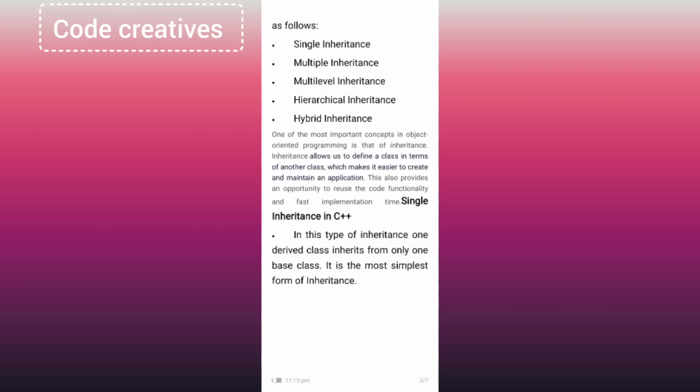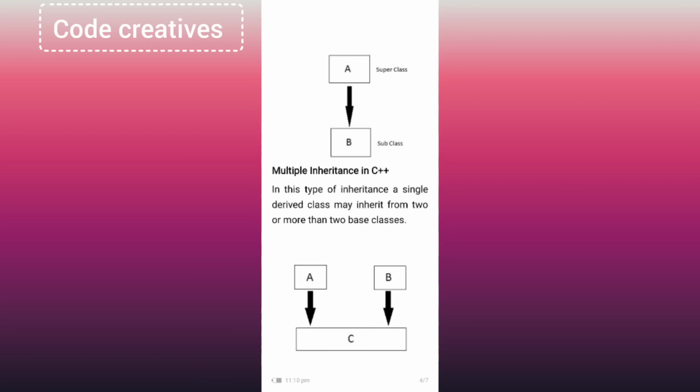First of all, we have single inheritance. As its name shows, in this type of inheritance, one derived class inherits from only one base class, and it is one of the simplest types of inheritance. We have a superclass and a subclass. Superclass is also known as parent class or base class, so all three names are used for it. And the subclass, derived class or child class is known as the subclass. As you can see, single inheritance is one of the simplest concepts.